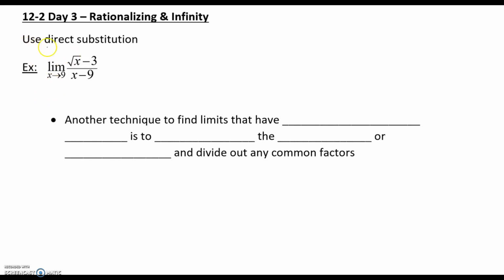So here's an example. I want us to use direct substitution. So anytime I say use direct substitution, you have to use direct substitution, even if you're so smart you can predict what's going to happen. That's amazing, but I want you to show your work.